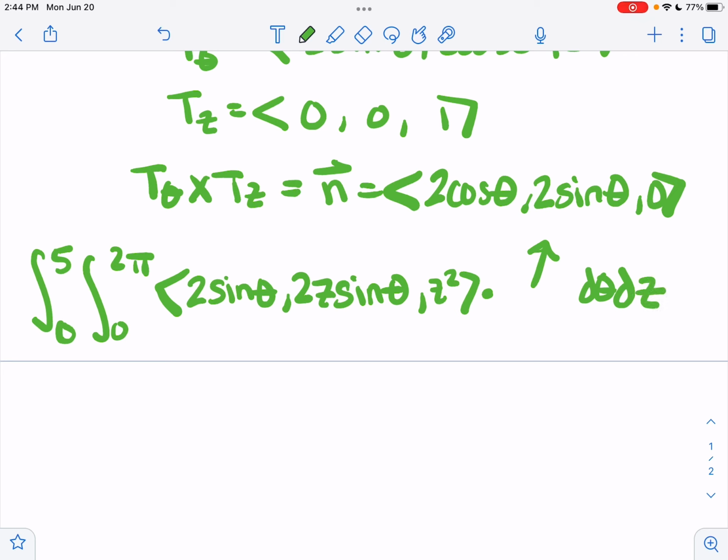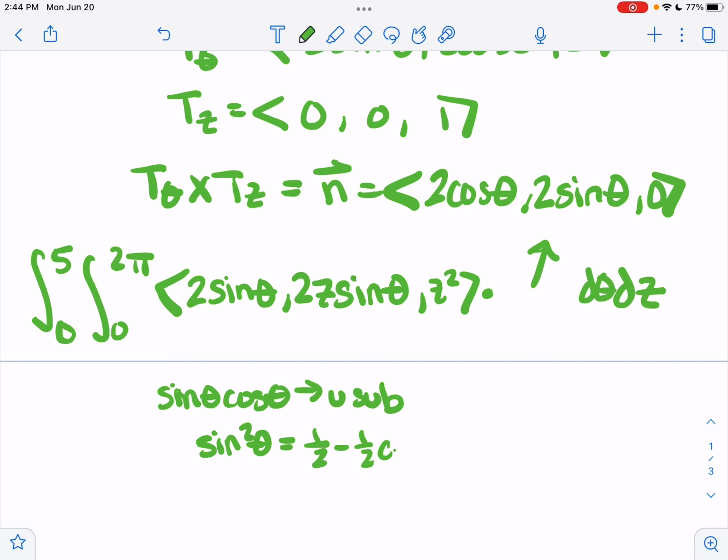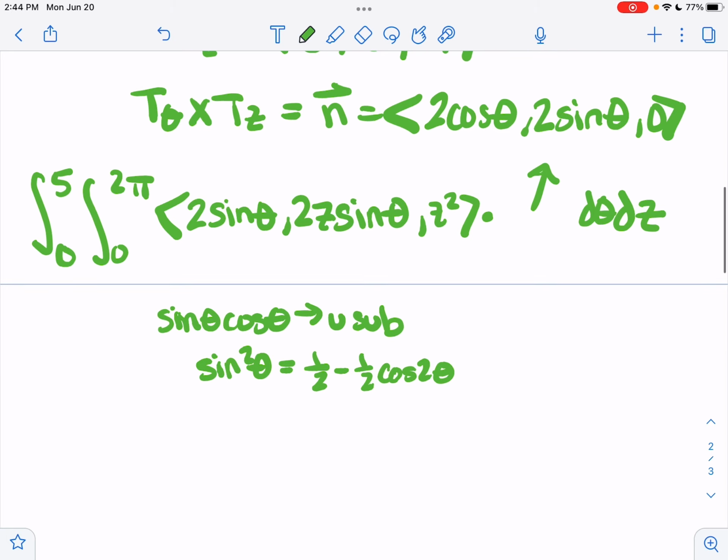So we'll have some sine cosine products here, and we'll have sine squared. For sine cosine, we use a u substitution. For sine squared theta, we use the identity that sine squared theta is 1/2 minus 1/2 cosine 2 theta. That's how we do those integrals when it comes to it. What we're going to get out of this, using those techniques, is 50 pi. So that's the flux out the side.